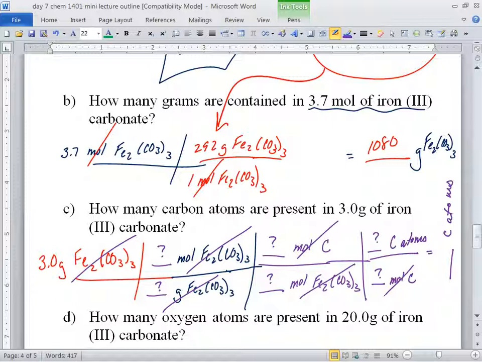And don't forget units on your final answer. You have to have units on there. I think Connor got it. Connor got 1.8 times 10 to the 22. It's got to be a big number. Did anybody else get 1.8 times 10 to the 22?